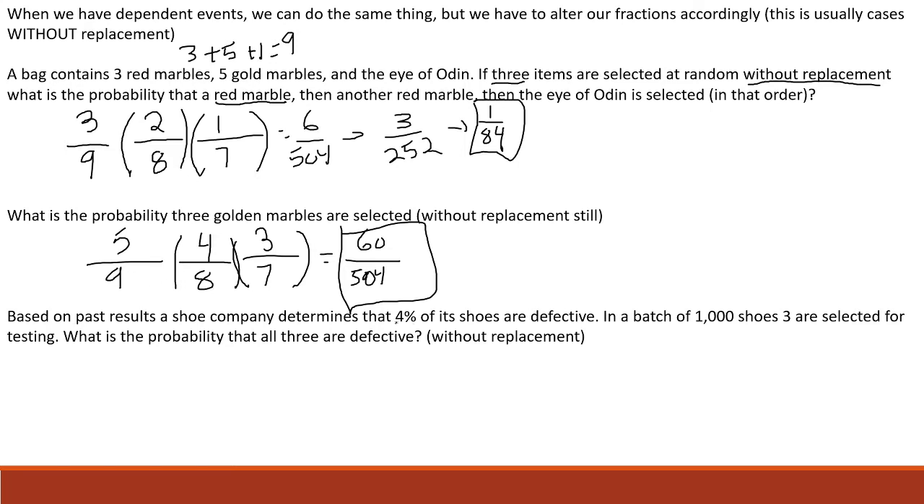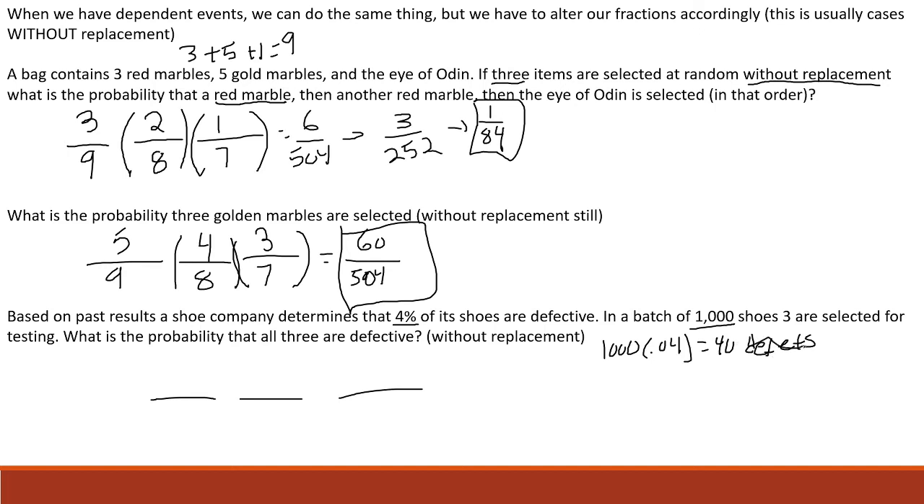So we said that the shoe company here says that 4% of the shoes that it makes are defective. If we have 1,000 shoes and 3 are selected, what's the probability that all 3 are defective? So again, I have 3 cases here, right? First pick, second pick, third pick, and this is without replacement. Well, first off, what's 4% of 1,000? So if I have 1,000 and I times it by 0.04, that means that I have 40. So there's 40 defects.